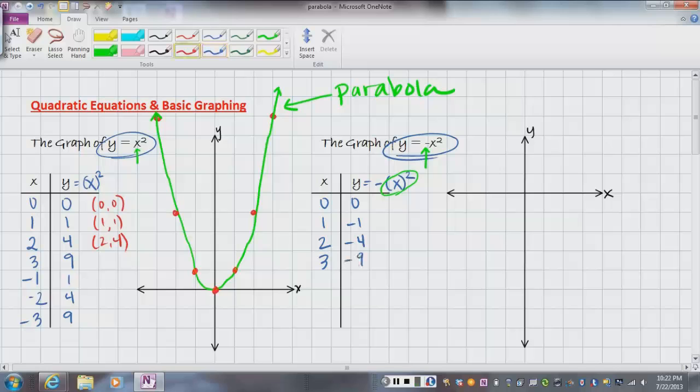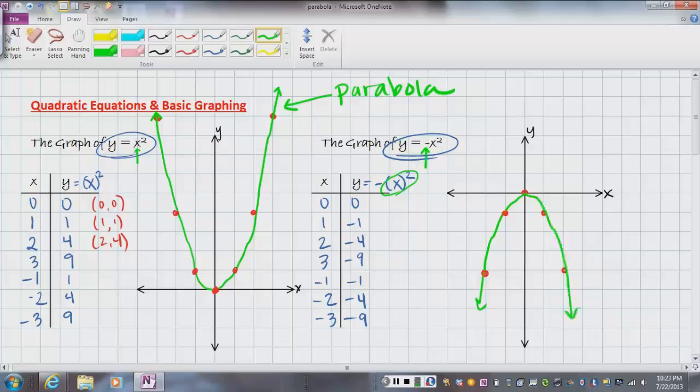Plotting that, we end up with, and I'm a little low on room, so I'm not going to do the (3, negative 9) point here. But you'll notice that the parabola in this case is opening downward. Let me do the rest of the points. We're going to look at the negative side now. Negative 1, negative 1, negative 2, negative 4, negative 3, negative 9. And when I connect this, I have a parabola that opens downward.